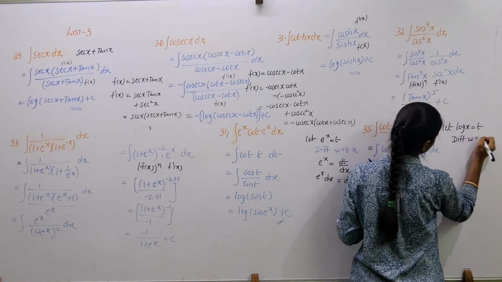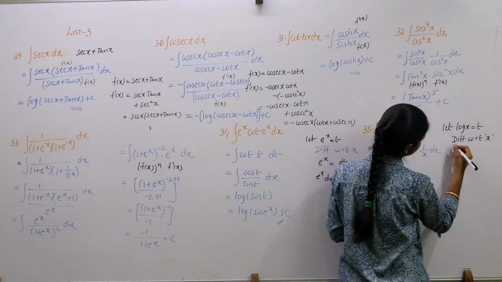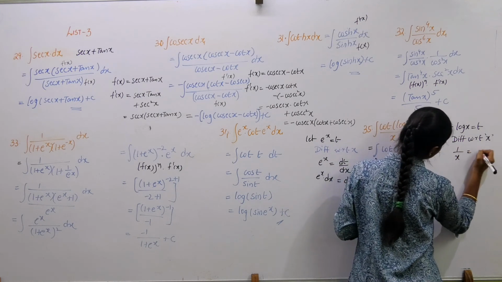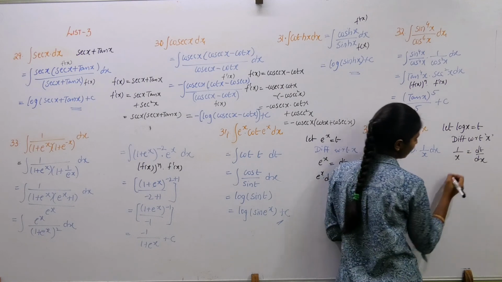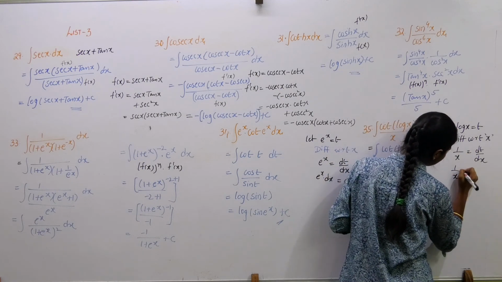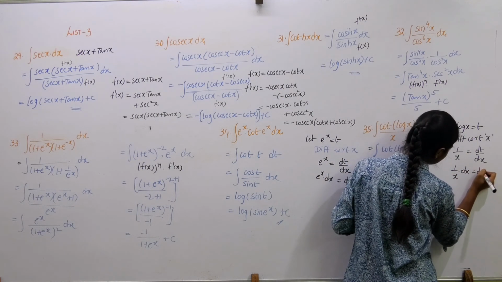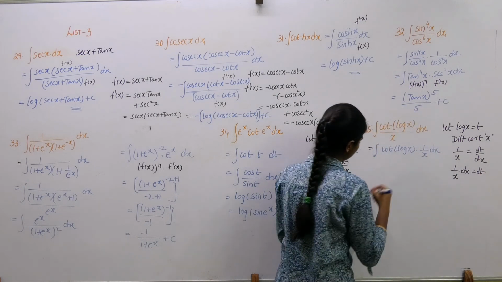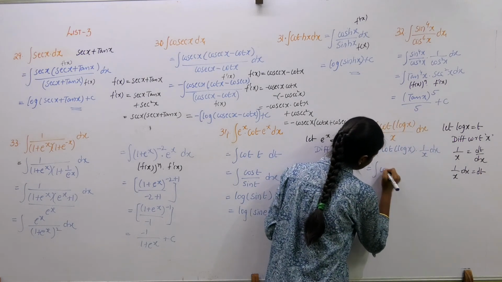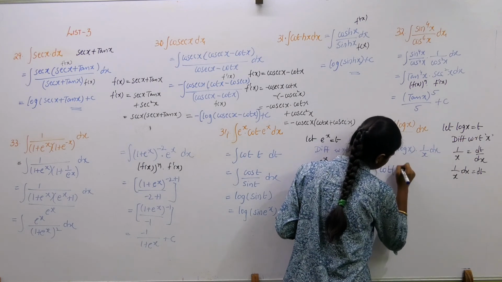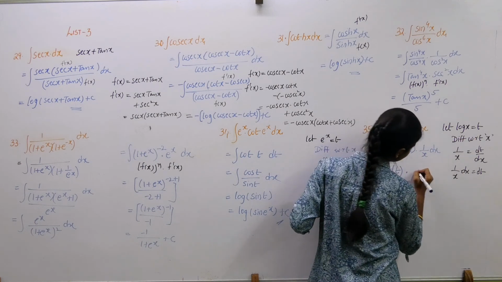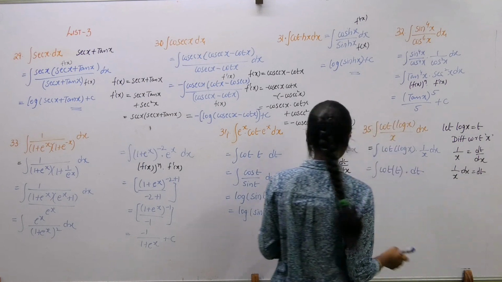Differentiating with respect to x, we get 1 by x equals dt by dx. d by dx of log x is 1 by x. We can write 1 by x into dx is equal to dt. So the integral becomes integral cot of, what is the value of log x? It is t. Cot t into 1 by x dx, whose value is dt.